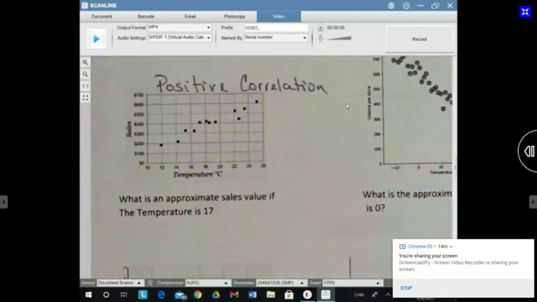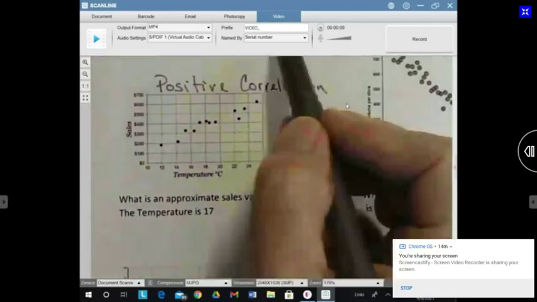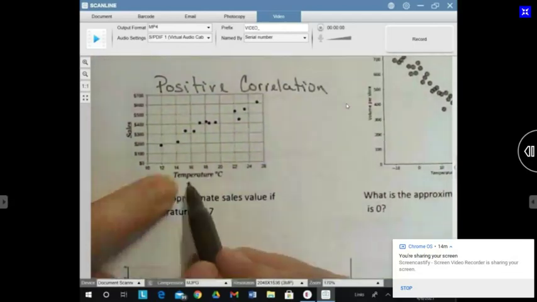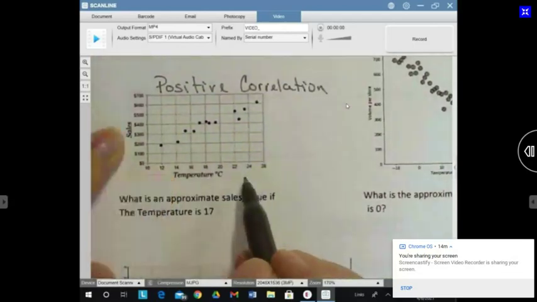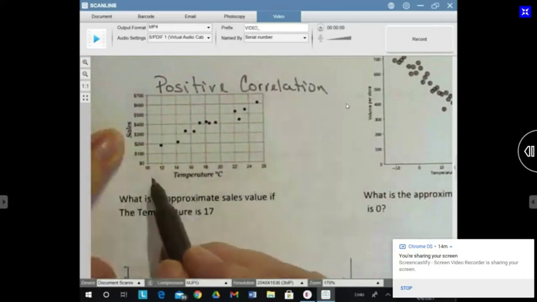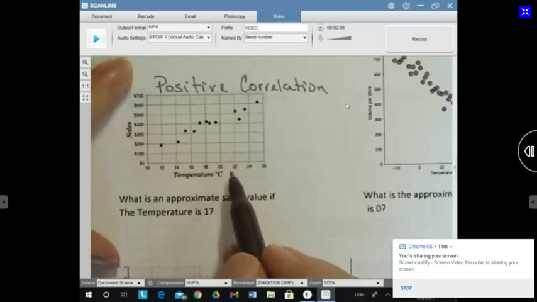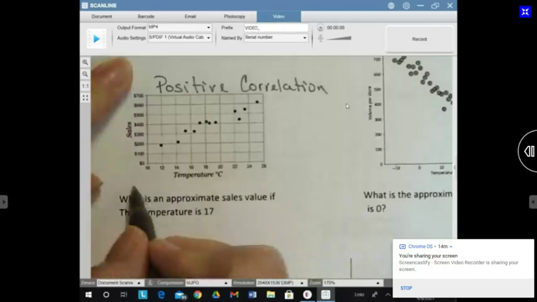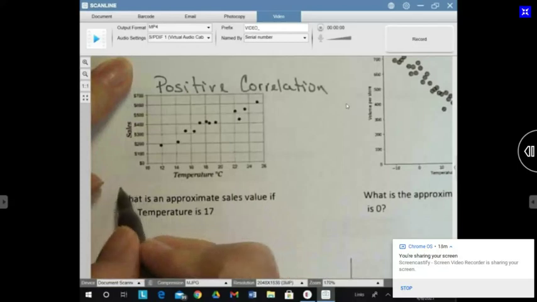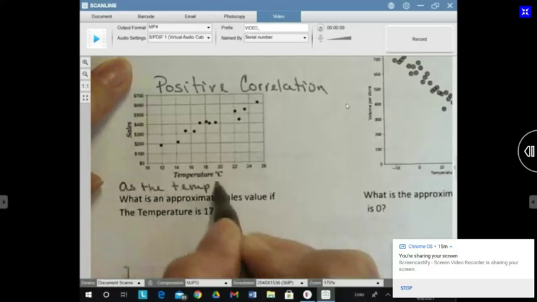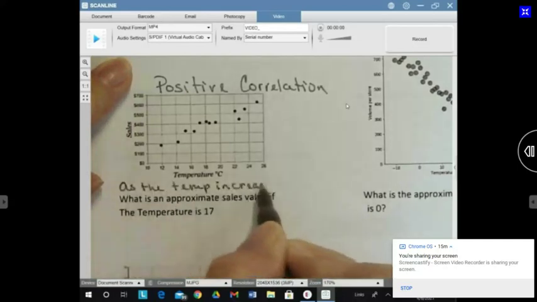Write a statement using the independent and dependent variable. What is happening to the cells as the temperature increases? What do the cells do? Increase. So as the temperature increases, the cells increase.